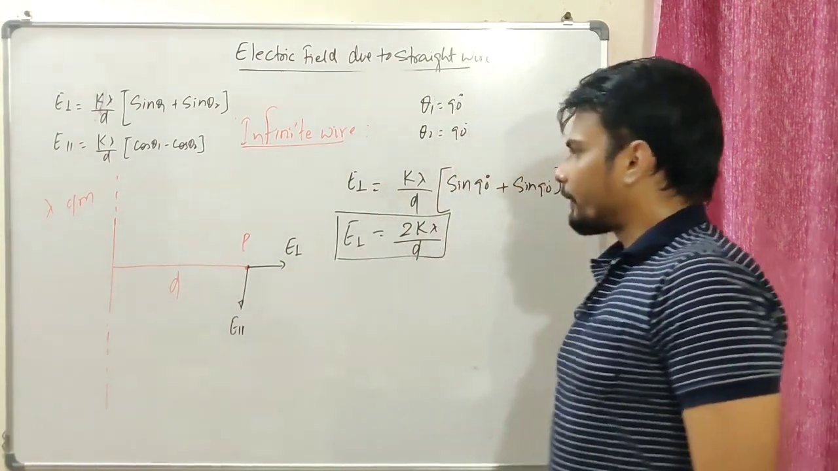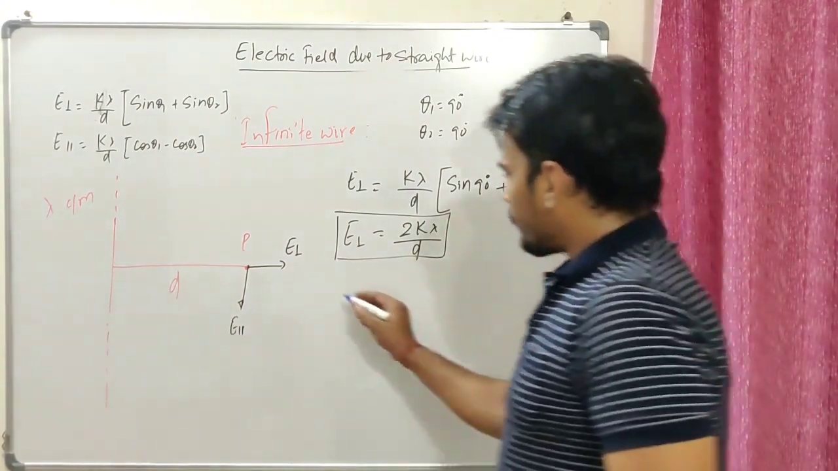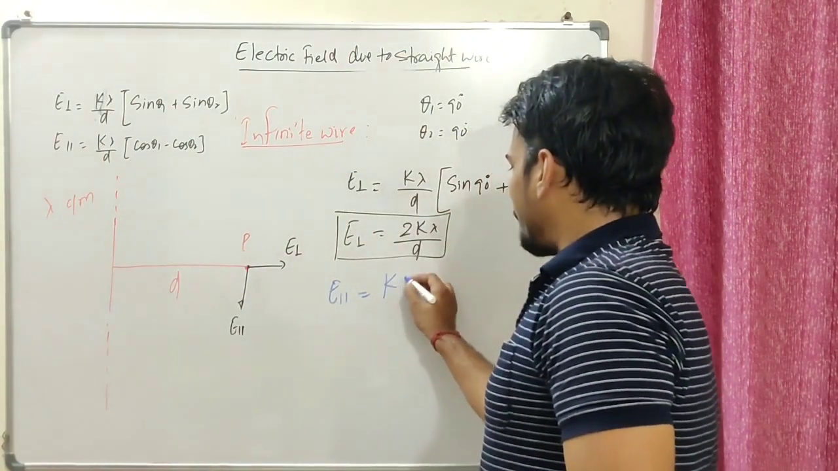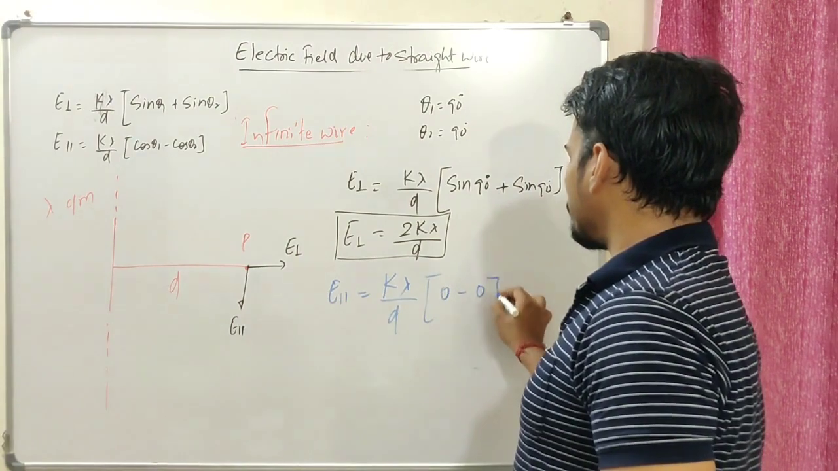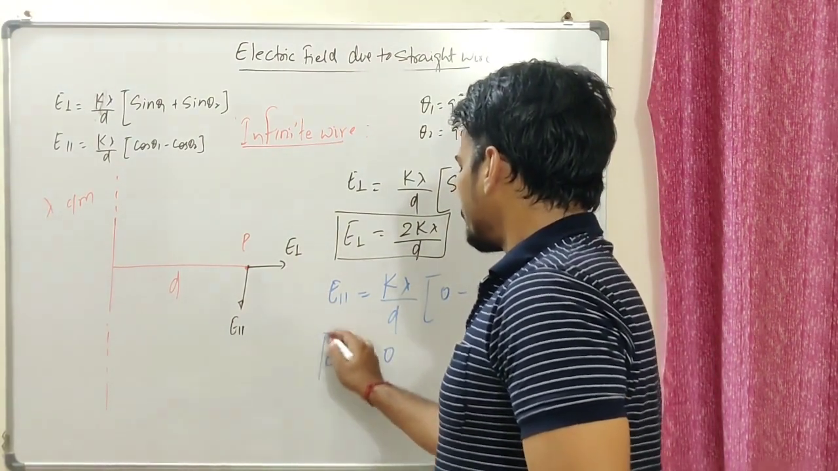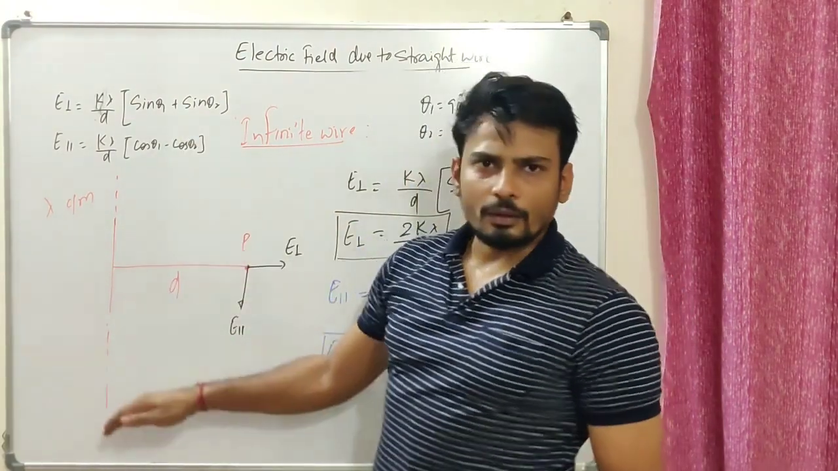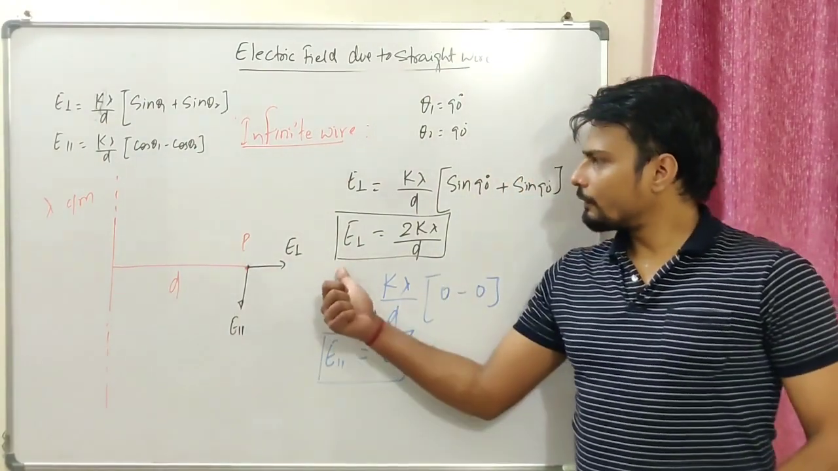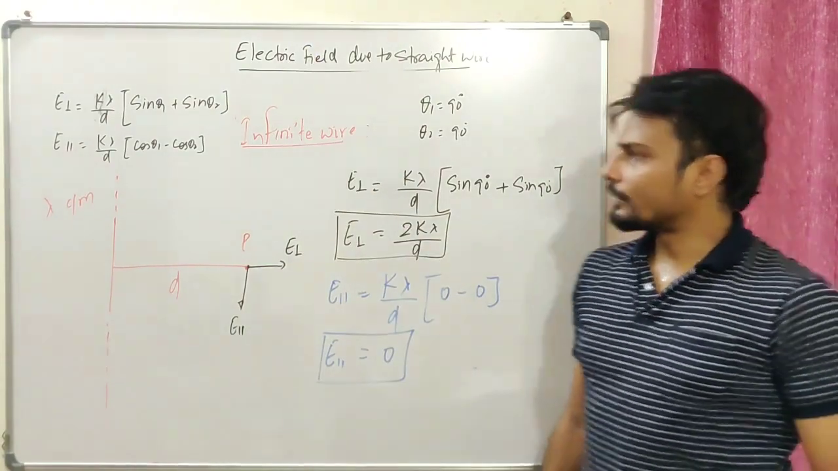Now let us try and find out the E parallel component of that. If you look at the E parallel, you have the formula right over there. That should be k lambda over d, cos 90 is 0, minus cos 90 is 0. So I'm going to have 0, and that's quite logical. We have equal parts to the up and to the down, so the parallel component is going to be nullified. So that is the formula for the electric field due to an infinite wire having a charge density of lambda.